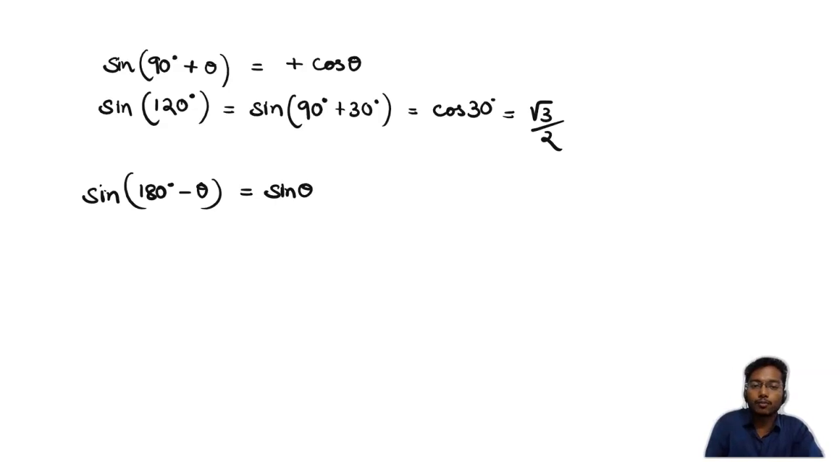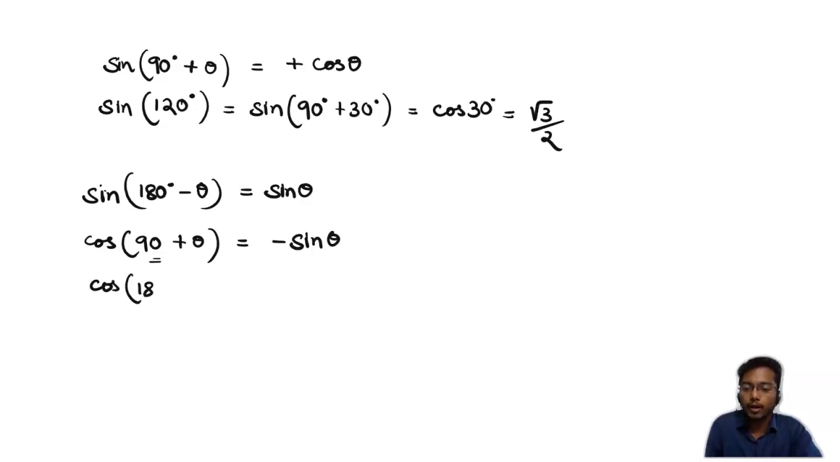Let's say we have cos theta, cos 90 plus theta. This is in the second quadrant, and the value of cos in the second quadrant is negative. So if it is 90 degree here, the function will change, so we can write minus of sine theta. And cos 180 degree minus theta, it means it will be in the second quadrant, and the value of cos in the second quadrant is negative, so minus of cos theta. So basically, when we have 90 degree here, the function will change, and when we have 180 degree, the function will not change.